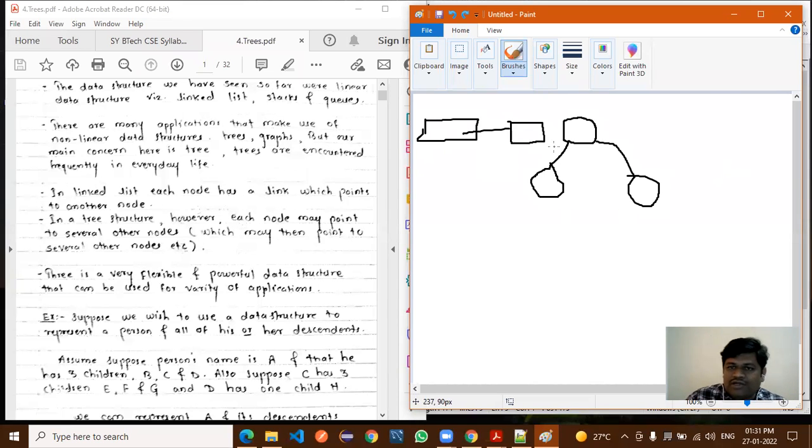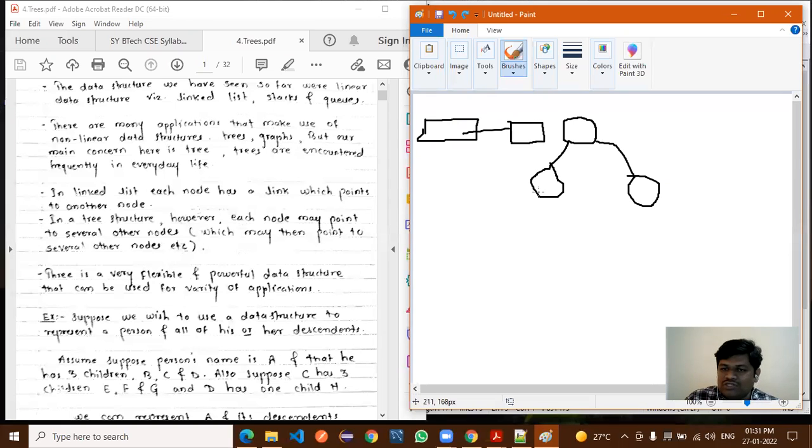Now in a non-linear data structure, this is our first node, right? And this first node is connected with how many child nodes? One or two? Here in the diagram, the first node has two child nodes, right? So this is called a non-linear structure. That's why we call it non-linear, because the first node is connected with the next two nodes, right?